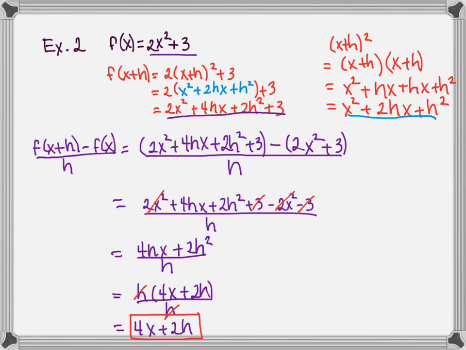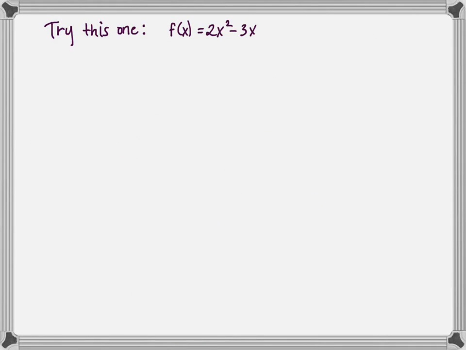Okay, so I want you to try this one. Try to calculate the difference quotient for f of x equals 2x squared minus 3x. So pause this, try to calculate the difference quotient, and then come back and start the video again to check your solution.